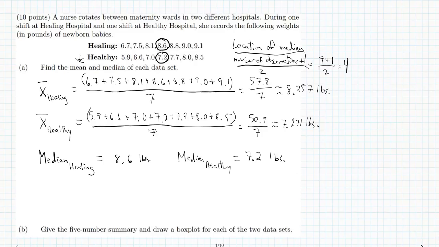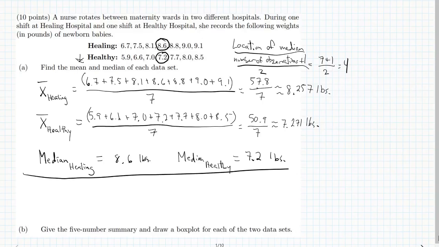So at the bottom of the page, there's a second part, and I'll write this right within these margins here. Okay. So give the 5-number summary and draw a box plot for each of the 2 data sets. Okay, so we can do that. Not a big deal. So first off, 5-number summary. We'll do healing hospital first.